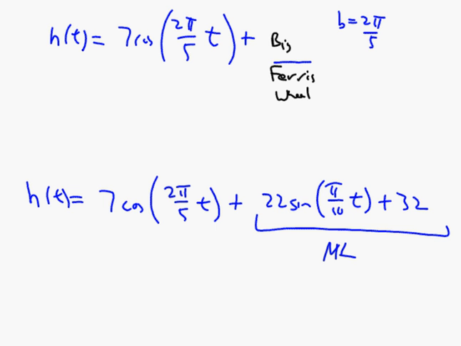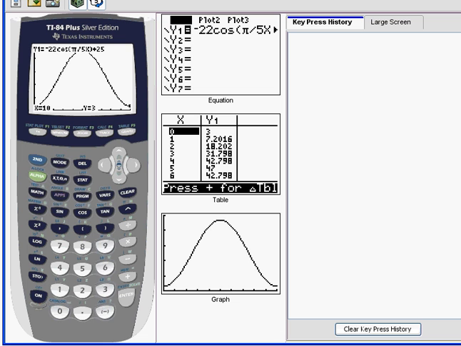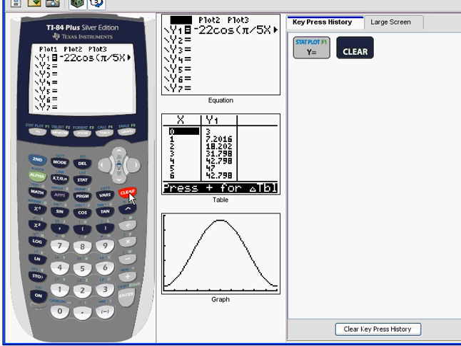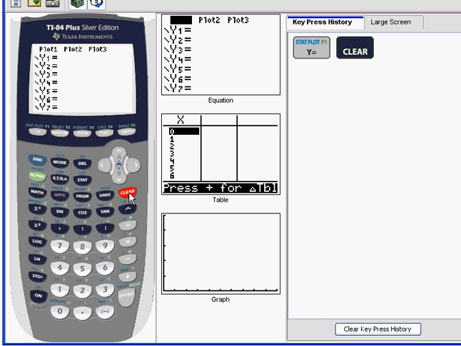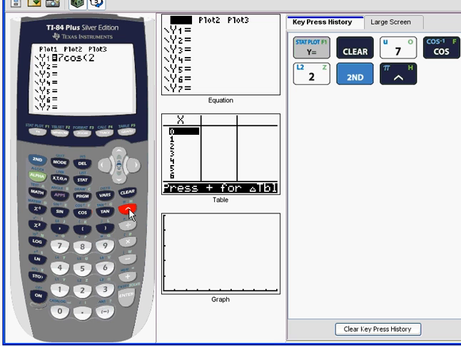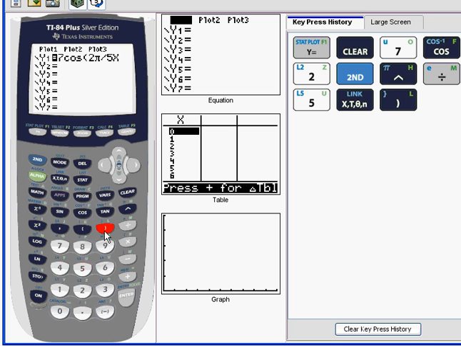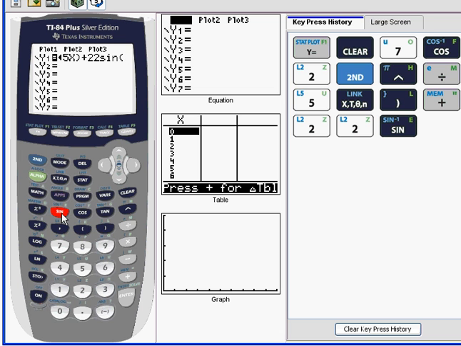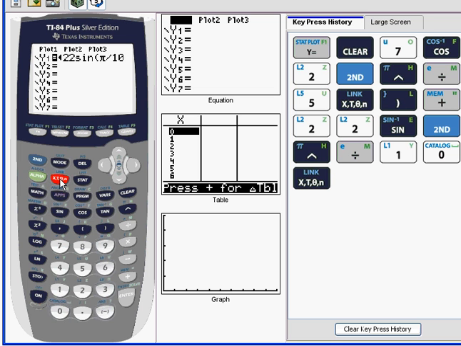Okay. Let's look at the graph of this thing. So let's go to our calculator. We'll go to y equals. Now make sure your calculator's in radian mode, otherwise these graphs aren't going to work. Okay. So we had 7 cosine of 2 pi divided by 5 x, close parenthesis, plus, and here's where we would normally have a midline, but instead we have the equation of the big Ferris wheel. So remember, it was 7 cosine 2 pi over 5x plus 22 sine pi divided by 10x, close parentheses, plus 32.